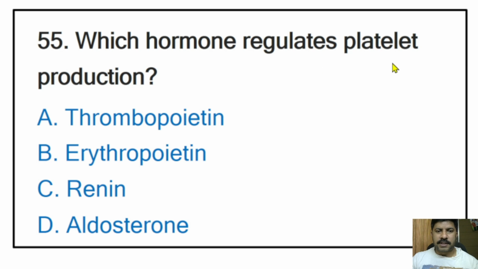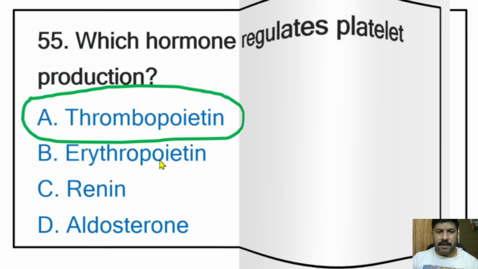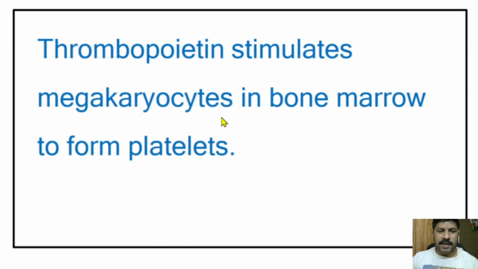Which hormone regulates platelet production? Thrombopoietin, erythropoietin, renin, aldosterone. The correct answer here, thrombopoietin. Many of you might never have heard about thrombopoietin. Thrombopoietin regulates platelet production. It stimulates megakaryocytes in bone marrow to form platelets.